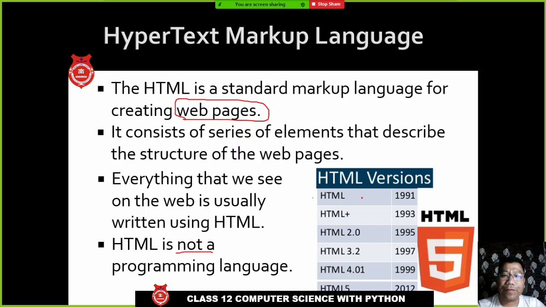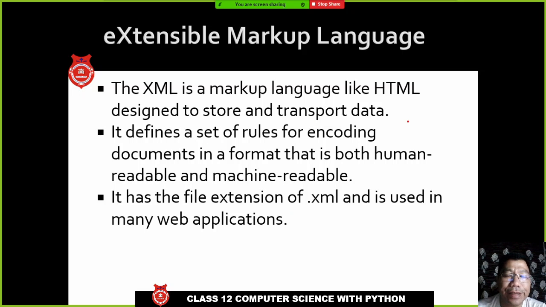So HTML version 1 started in 1991, and next one 93, 95 is version 2, 97 is 3.2, 99 is 4, and in 2012 we have version 5, and currently we are using HTML version 5. So websites created using HTML5 are usually responsive, meaning it is possible to view them on a computer as well as on a mobile phone.